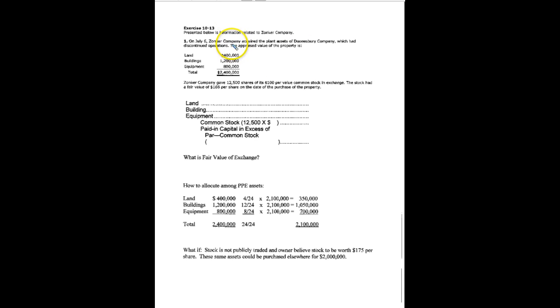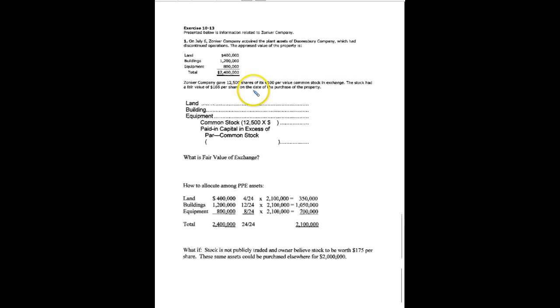Okay, exercise 13. So here we have on July 6, Zonker Company acquired the plant assets. And so Zonker's acquiring these three assets. So we're going to debit those three accounts. And in exchange, they're going to give up 12,500 shares, $100 par value common stock.